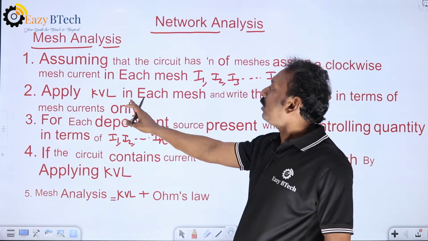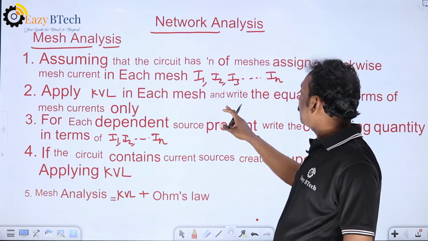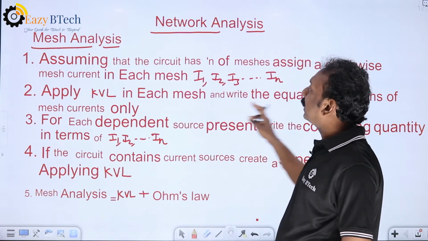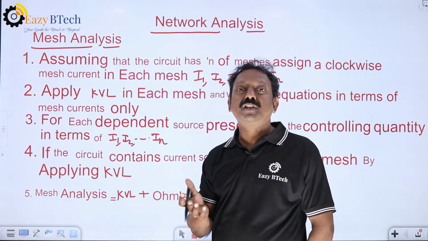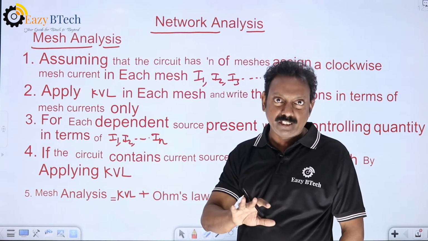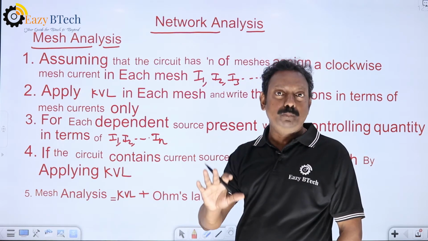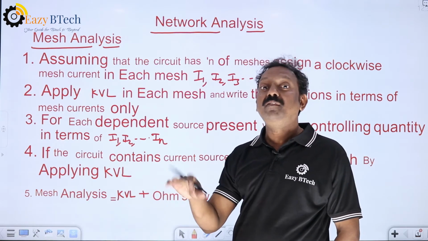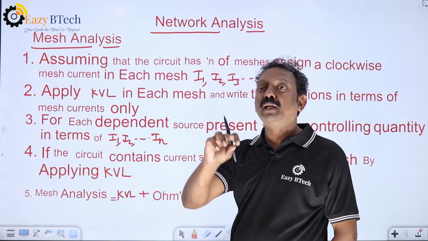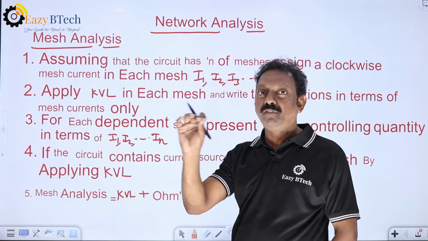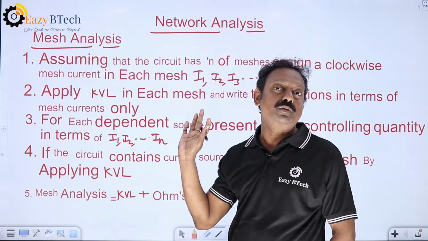Second step, apply KVL in each mesh and write the equations in terms of the mesh currents only. What is the KVL definition? The algebraic sum of the voltages in a closed loop is equal to 0. So we apply KVL in a closed loop only. Write the equations in terms of the loop currents only. Only loop currents are variables, along with some constant values.